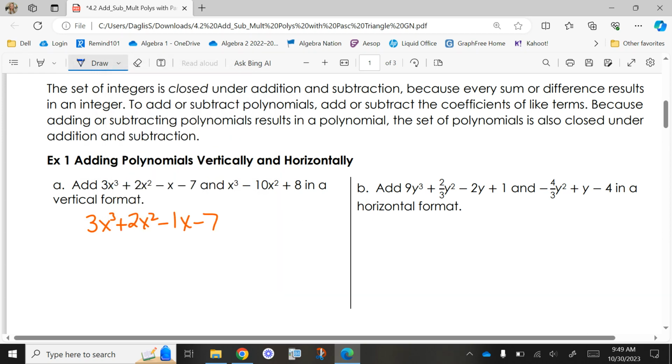And then vertically, so underneath it, I'm going to match my like terms. So I have 1x cubed. Then I have minus 10x squared. I don't have an x, so I'm going to put 0x in its spot. And then I have a plus 8.